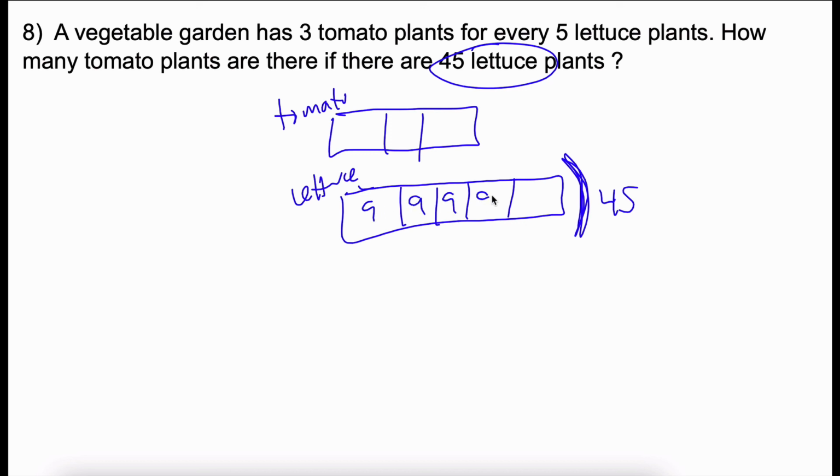So everything's a 9 here, which means everything's a 9 here. Remember, the key to unlocking tape diagram problems is finding what one box is worth. Once you know what one box is worth, you know what all the boxes are worth. So that would mean there are 9 times 3, 27 tomato plants for every 45 lettuce plants. And that keeps a 3 to 5 ratio intact.